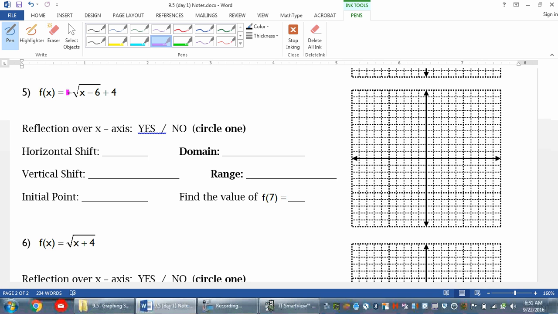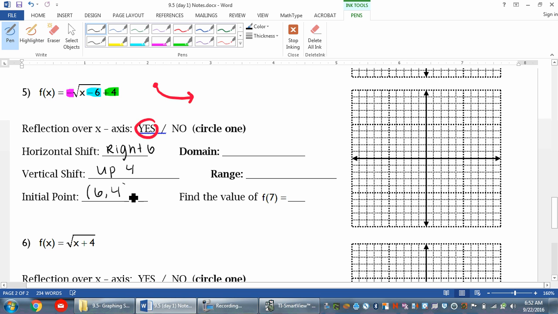Notice number 5, there's a negative sign. So there is going to be a reflection. So this is going to then be an eyebrow graph. I'm going to start at the initial point, and instead of going right 1, up 1, I'm going to go right 1, down 1. So upside down eyebrow. This -6 is the horizontal, to the right 6. This +4 is the vertical, which means up 4. So my initial point is right 6, up 4, which is 6, comma 4.